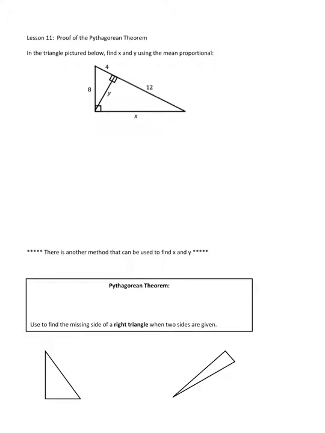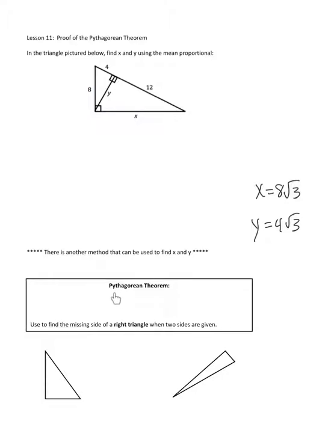So once you've done that, you're going to come up with two answers. You should have gotten x is equal to 8 radical 3 and y is equal to 4 radical 3. But you've got to do the work to show that. Well, there's another way that can be used to find x and y, and that's what we're going to look at today, and that's called the Pythagorean theorem.